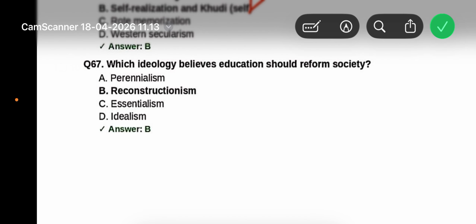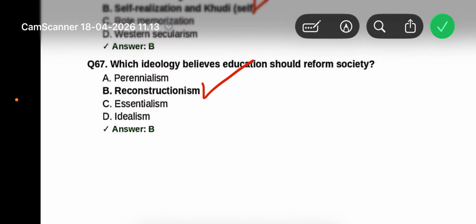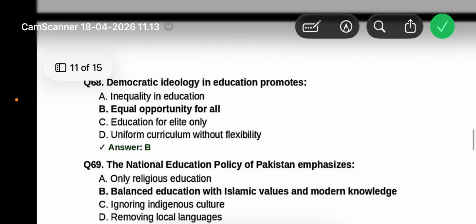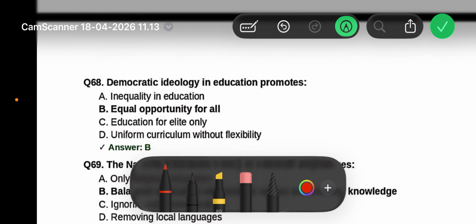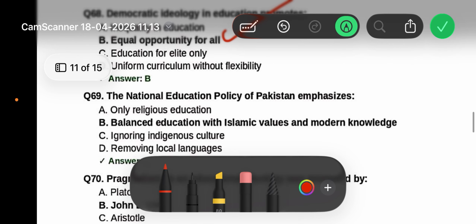Question number 67. Which ideology believes education should reform society? Reconstructionism is the correct answer. Question number 68. Democratic ideology in education promotes equal opportunity for all. It is democratic ideology. Question number 69. The national education policy of Pakistan emphasizes balanced education with Islamic values and modern knowledge.